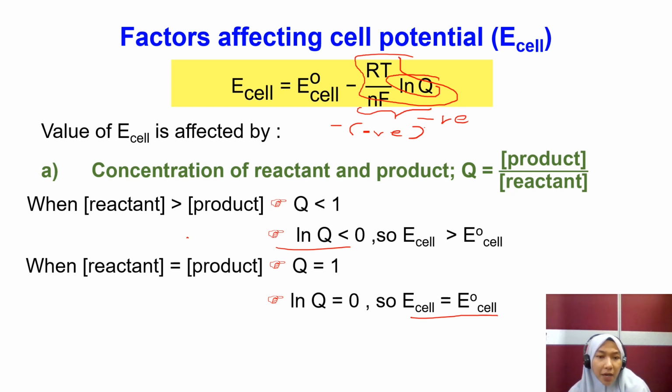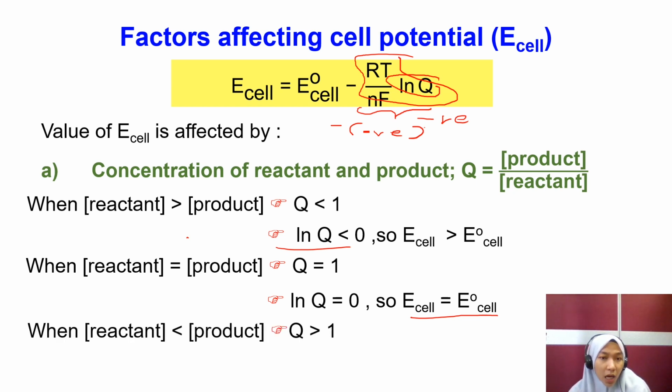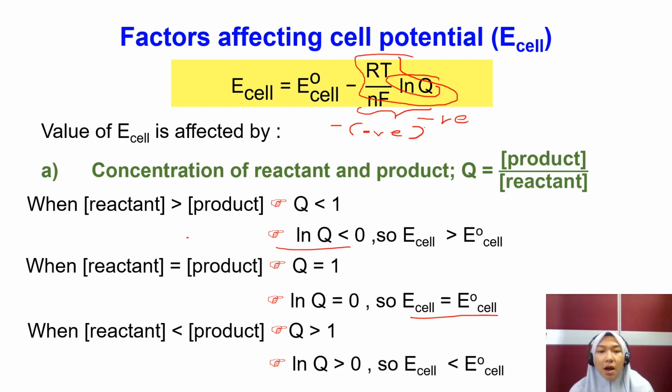What happens if the concentration of reactant is less than the concentration of product? Then Q is more than 1, and ln Q is more than 0. So it will be a positive value for this part, and it will reduce the E naught cell. So E cell is less than E naught cell.